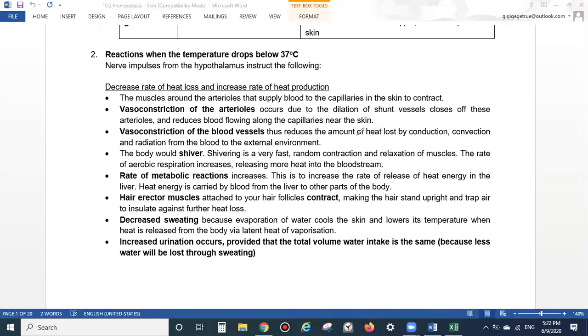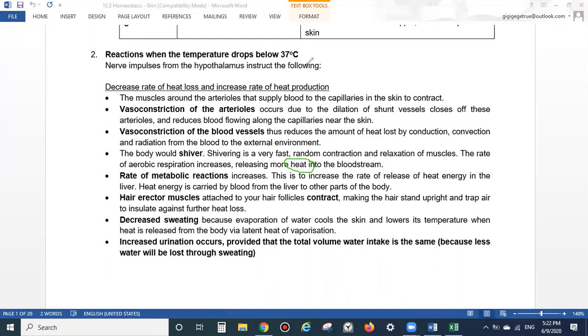Vasoconstriction of blood vessels does reduce the amount of heat lost by conduction, convection, and radiation from blood to the external environment. The body will also shiver. Shivering is a very fast and random contraction of the muscles. By shivering, a large amount of heat is produced, so you are basically carrying out a large amount of aerobic respiration to release heat.